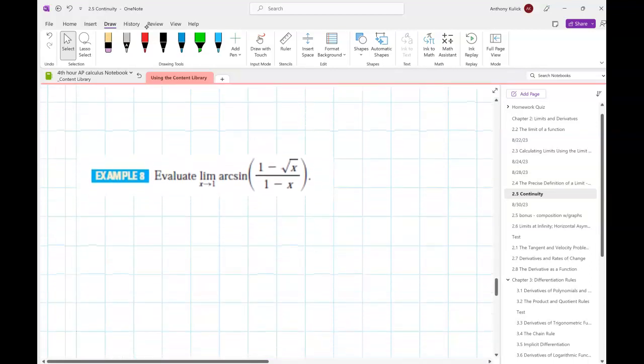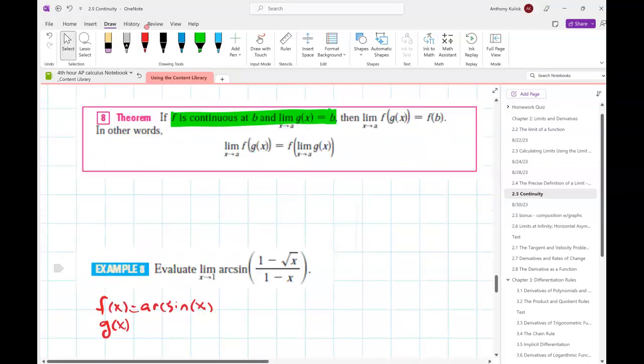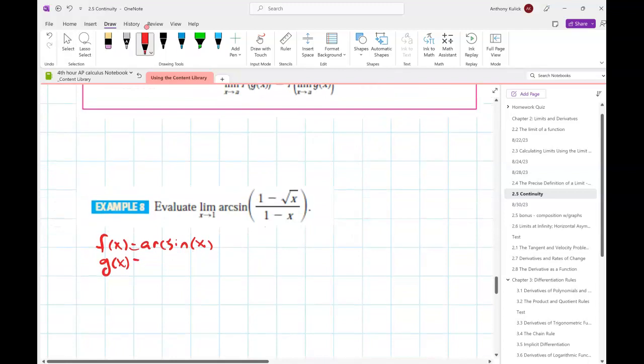Here it says evaluate the limit as x approaches 1 of arc sine, that's the same as sine inverse, remember, of the function (1 minus root x) over (1 minus x). So notice here that my f of x is the arc sine, and g of x is this guy, right?